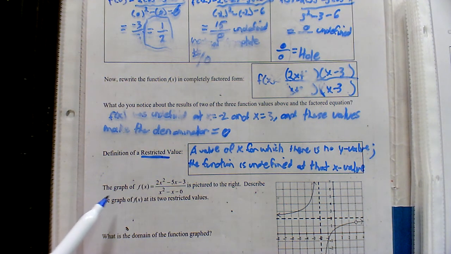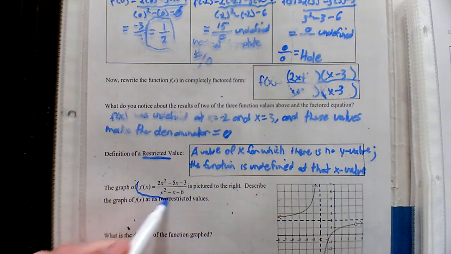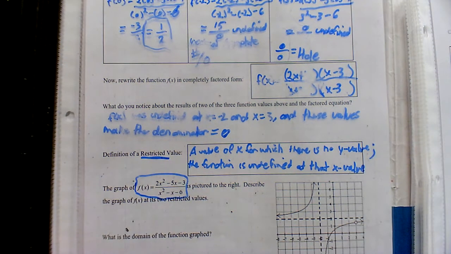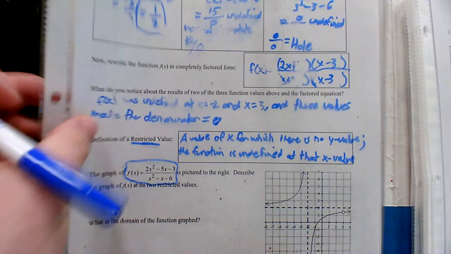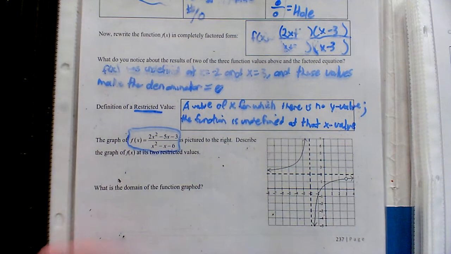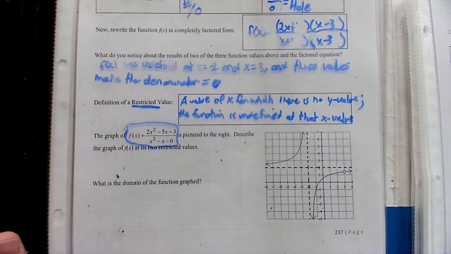Alright, so it says the graph of f of x, and again, this is the same one we were dealing with from the top of the page, is pictured to the right, so we have the graph here. Describe the graph of f of x at its two restricted values. So what's happening at the restricted values? That's what I want to know. We know it has 2. What's happening at each of them?